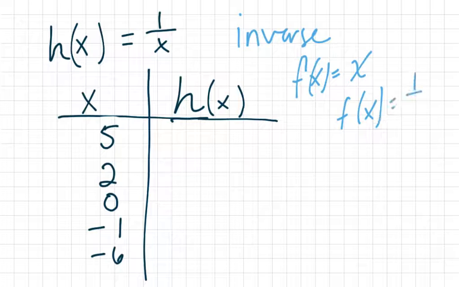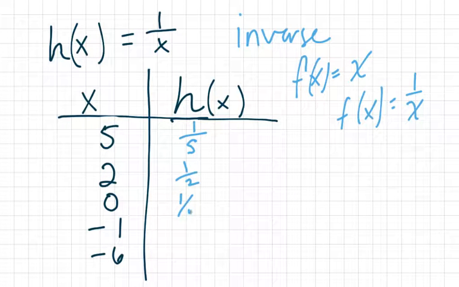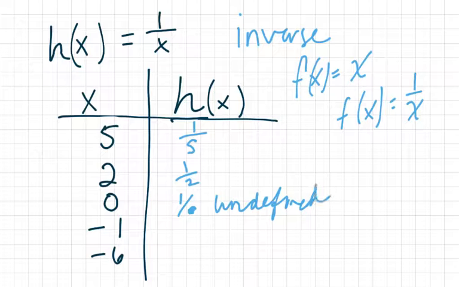The inverse is 1 over x. Okay, so here we would just rewrite this. Each of our x values become our denominator, with the numerator being 1. So this one's 1/5, 1/2, 1 over 0, which we've already declared in a previous lesson that we know is undefined. Okay, so that won't give us a value, it's undefined.